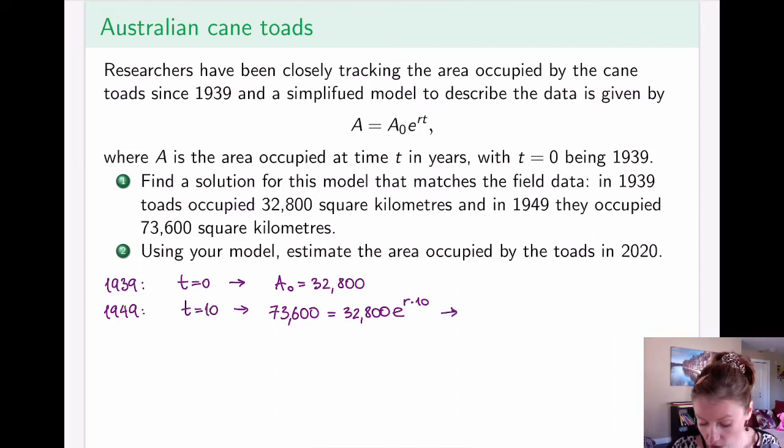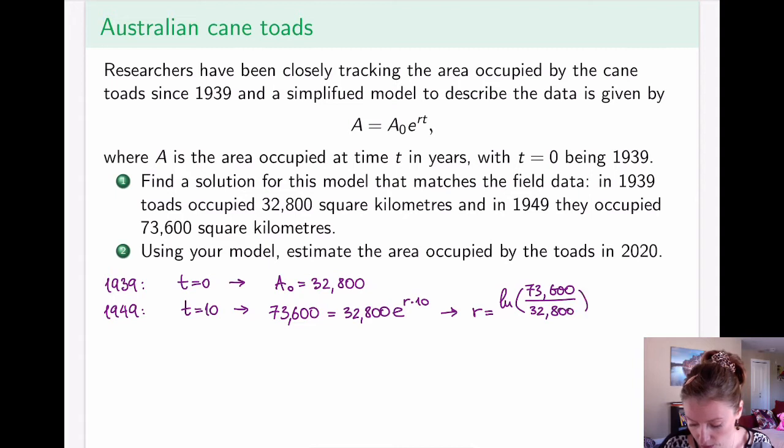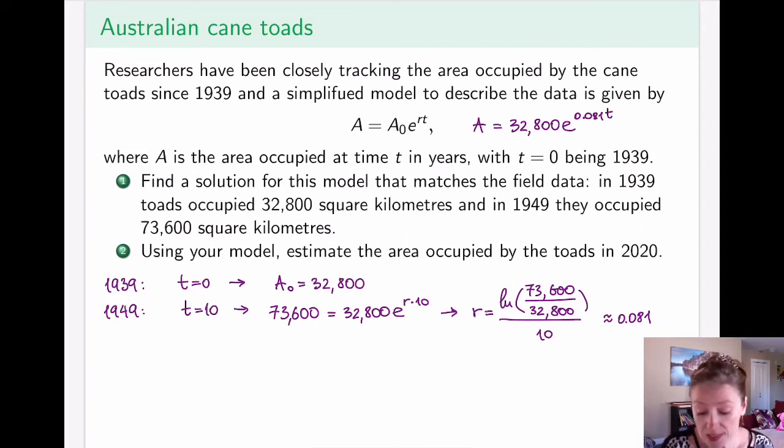I can solve it for R. So solving for R here, I will have that it is the logarithm of 73,600 divided by 32,800, all over 10, and that comes out to be approximately 0.081. Which means that now I know all of the constants in my model, and I can rewrite this as A equals 32,800 e to the power 0.081t. I can see that this is indeed a growth model because the value for R is positive.